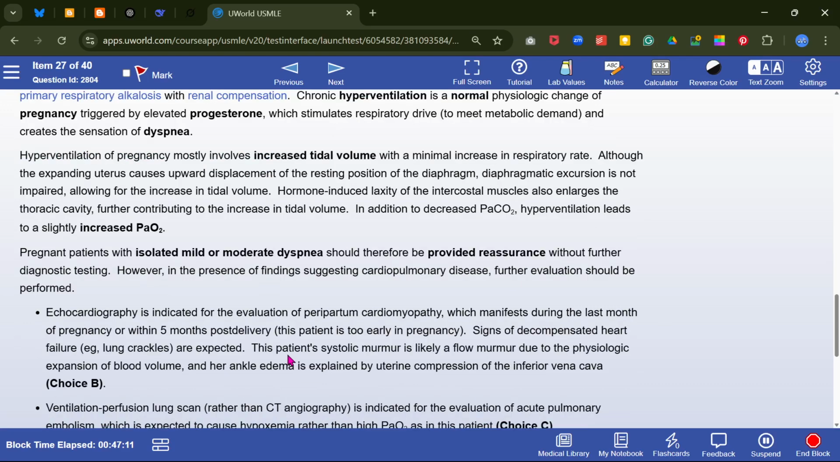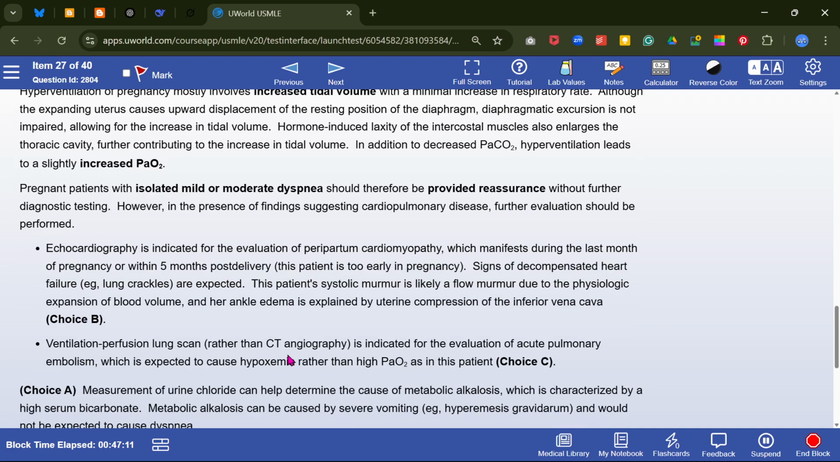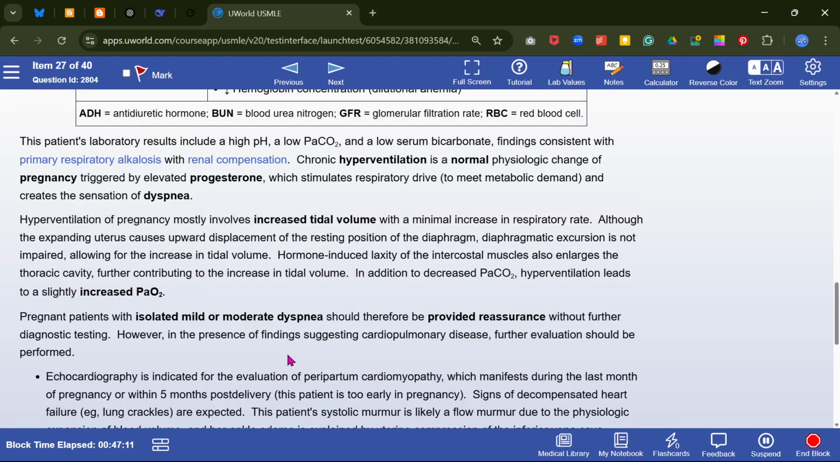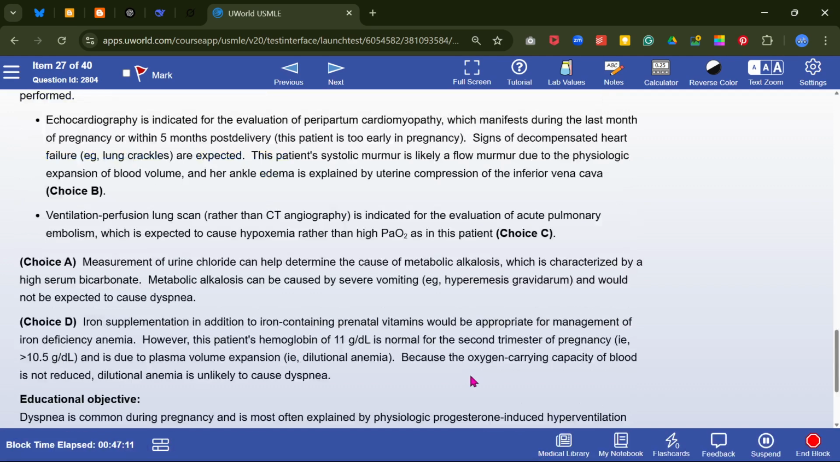Echocardiography is initiated for evaluation of peripartum cardiomyopathy, which manifests during the last month of pregnancy or within 5 months of post-delivery. This patient is too early in the pregnancy. With signs of decompensated heart failure, lung crackles are expected. This patient's systolic murmur is likely a flow murmur due to physiologic expansion of the blood volume, and her ankle edema is explained by uterine compression of the inferior vena cava.